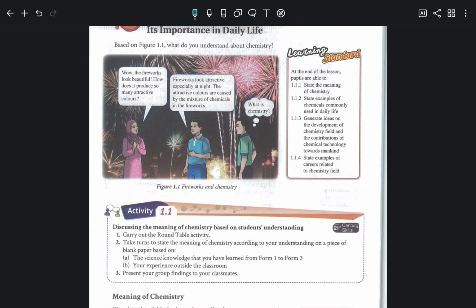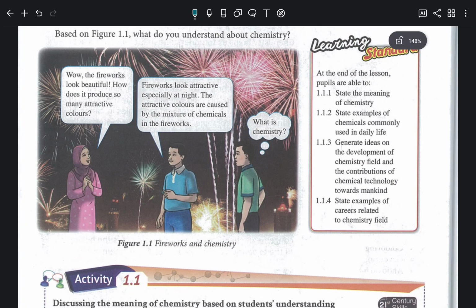Okay, so for the learning standards today, we will cover all these 4. You have to state the meaning of chemistry, examples of chemicals commonly used in daily life. Then you have to generate ideas on development of chemistry field, like how we use chemistry in nanotechnology, in pharmaceutical, in medicine, in biosynthetics and so on. A lot of fields are using chemistry, and what are the contributions of your chemistry knowledge to those things, and examples of career related to chemistry field.